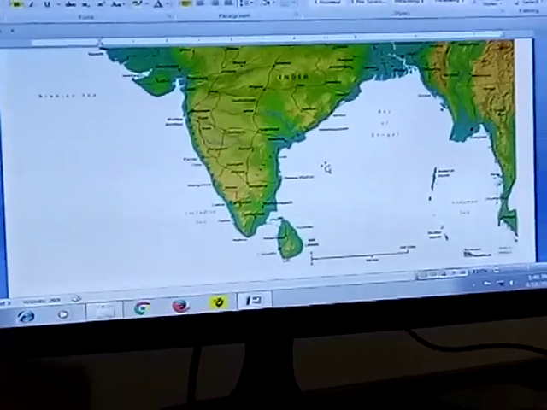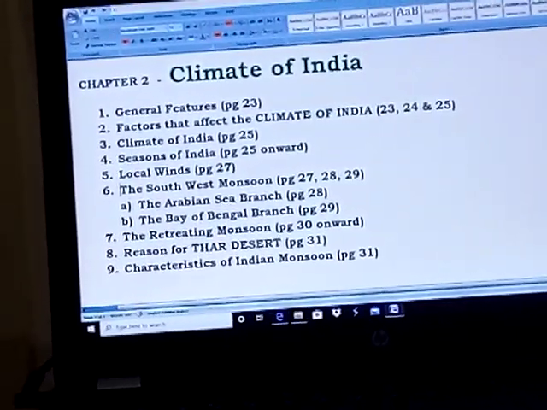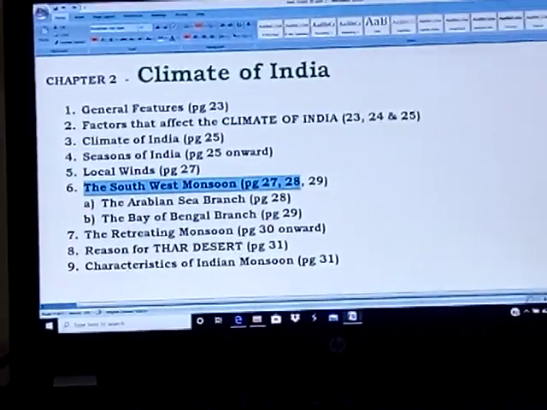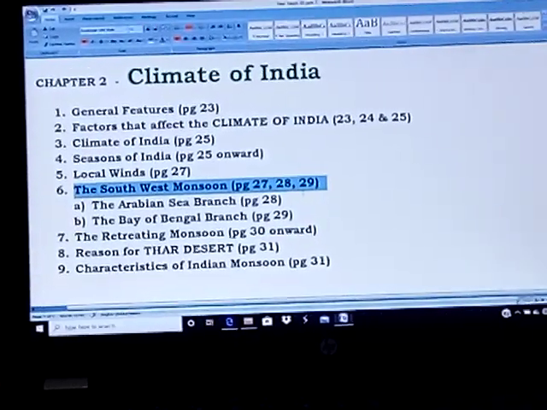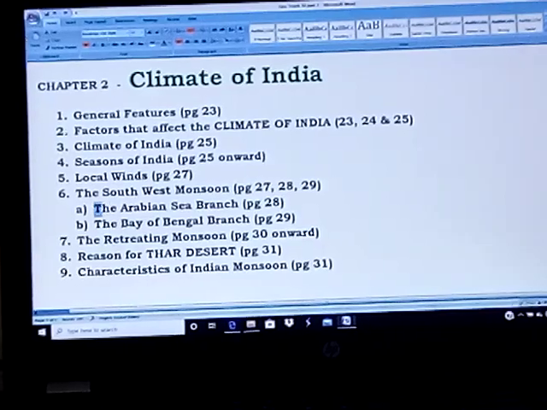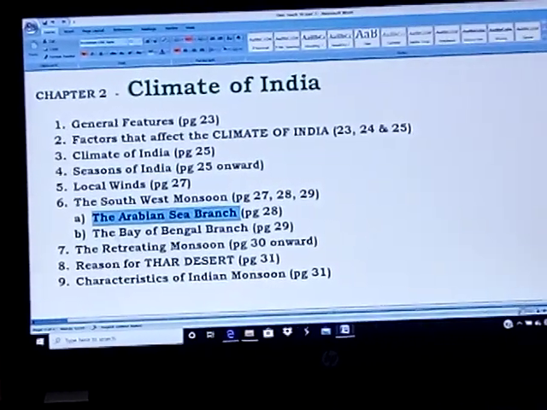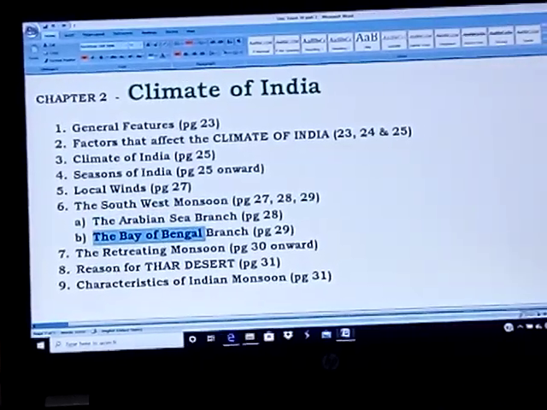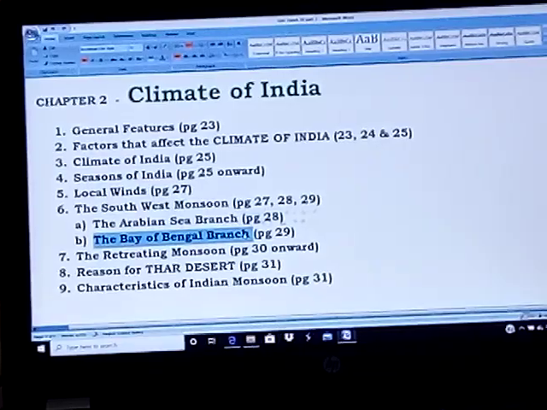In details, my dear children, you please refer to your book, The Southwest Monsoon, from page number 27, 28 and 29. And you have got this Arabian Sea branch, and you have got the Bay of Bengal branch, page number 28, 29. In details, it's all given.